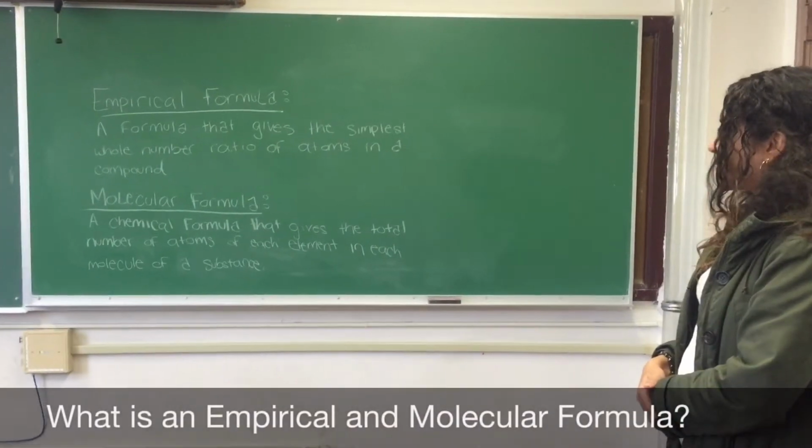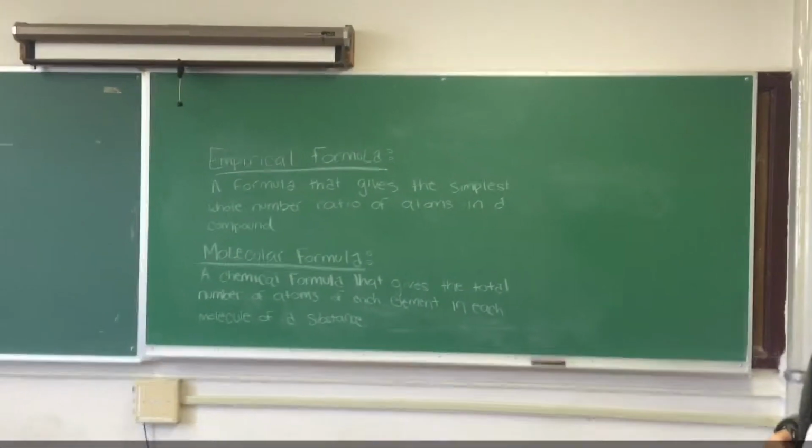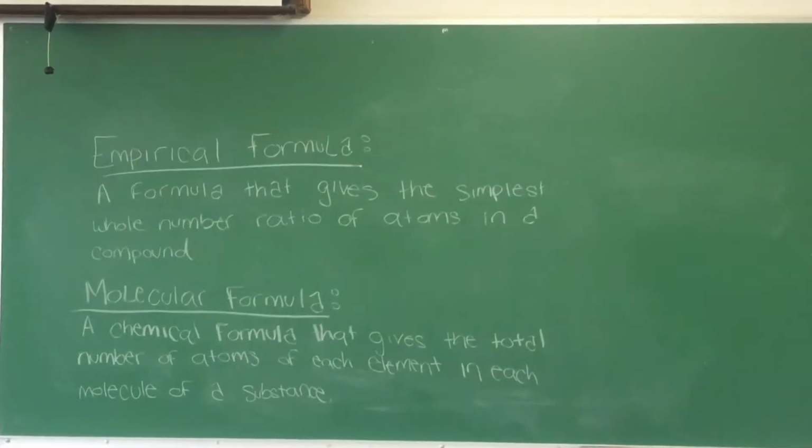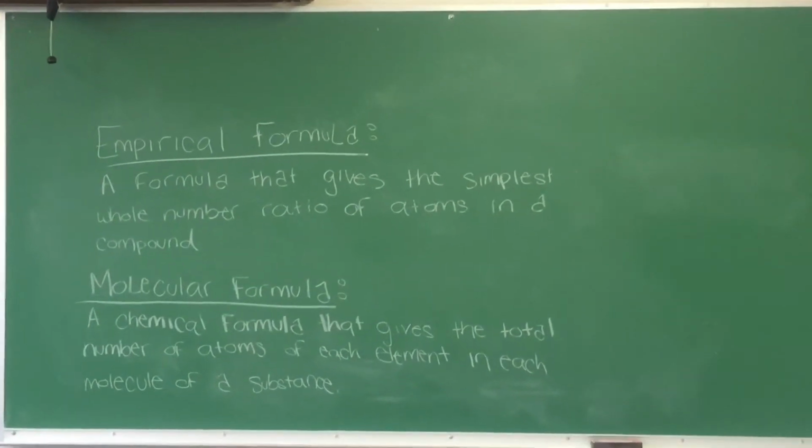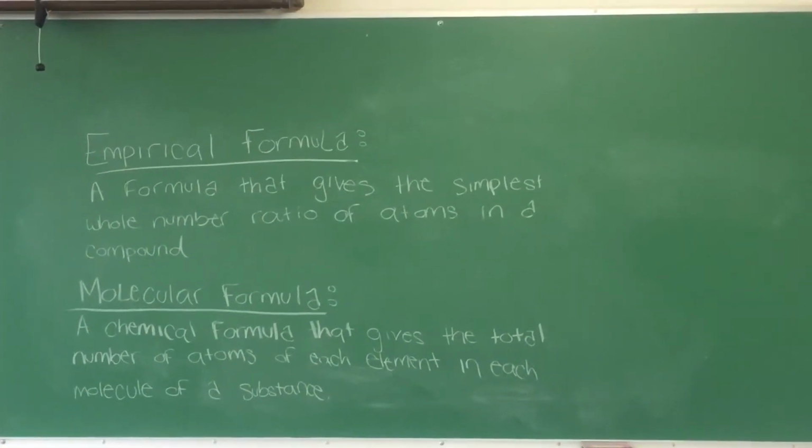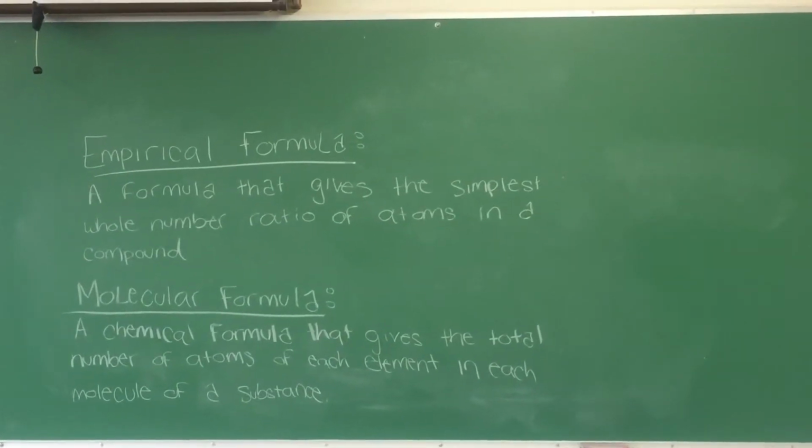What is the empirical formula? A formula that gives the simplest whole number ratio of atoms in the compound. What is the molecular formula? A chemical formula that gives the total number of atoms of each element in each molecule of a substance.